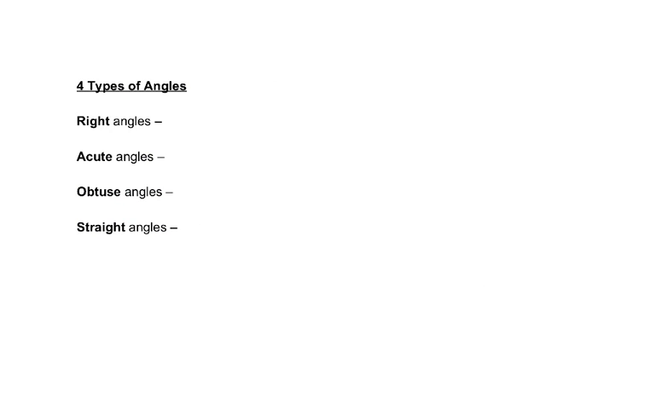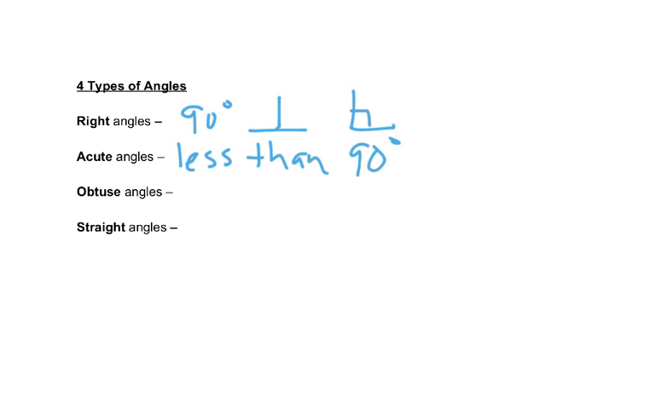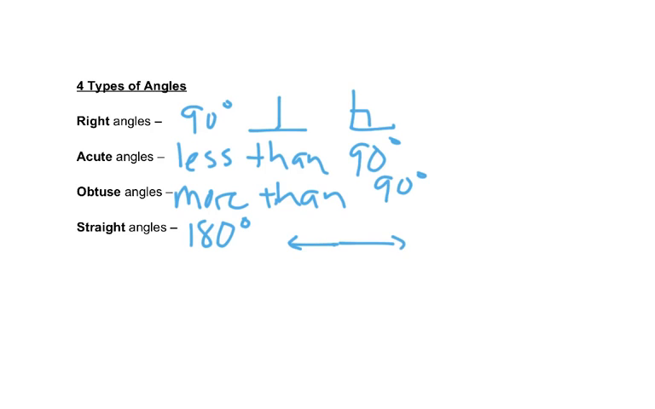A right angle is an angle that measures 90 degrees. We show it sometimes like that, or in a drawing sometimes like that. Acute angles are angles that are less than 90 degrees. Obtuse angles are more than 90 degrees. And a straight angle is an angle that's 180 degrees, and it might look something like this, where it goes straight across. That's why it's called a straight angle.